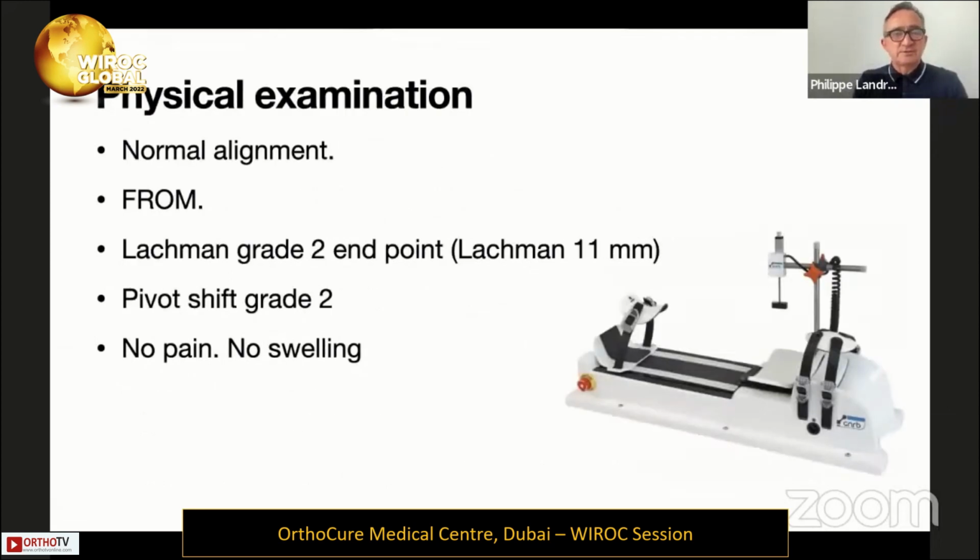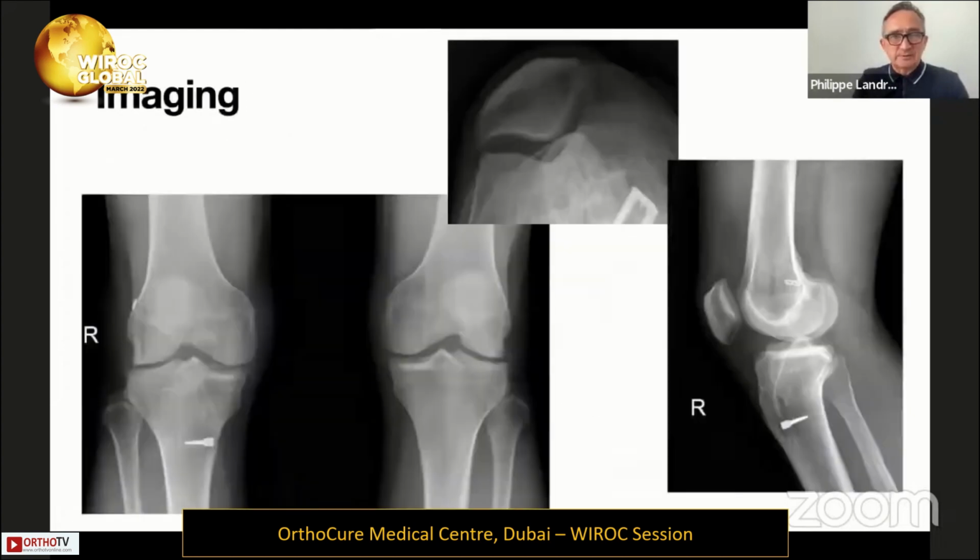The physical examination showed a normal alignment, full range of motion, Lachman grade 2 endpoint, with a Lachman 11 millimeter difference, and a pivot shift grade 2. No pain, no swelling when I examine this patient. So this is the first assessment, imaging.